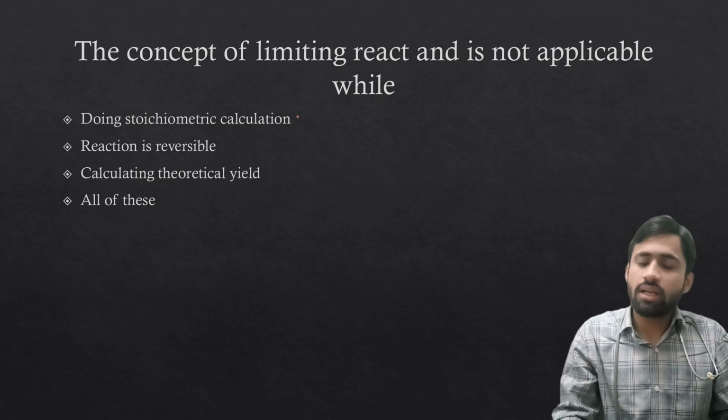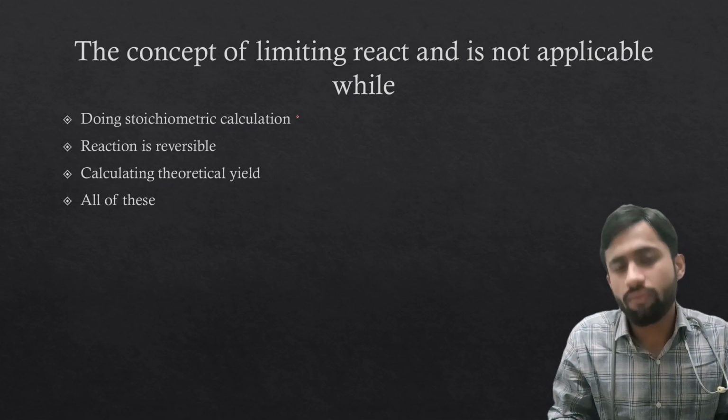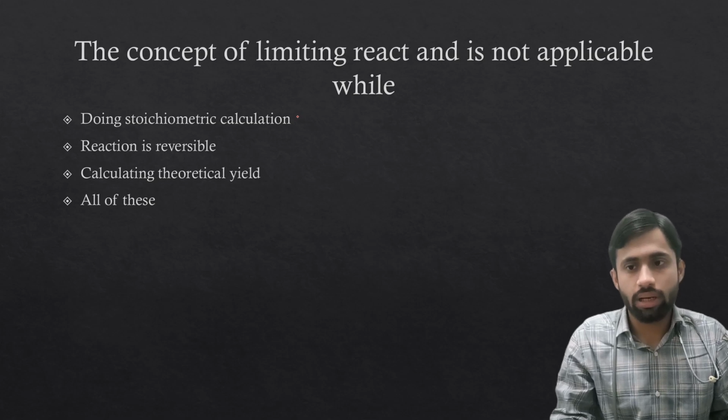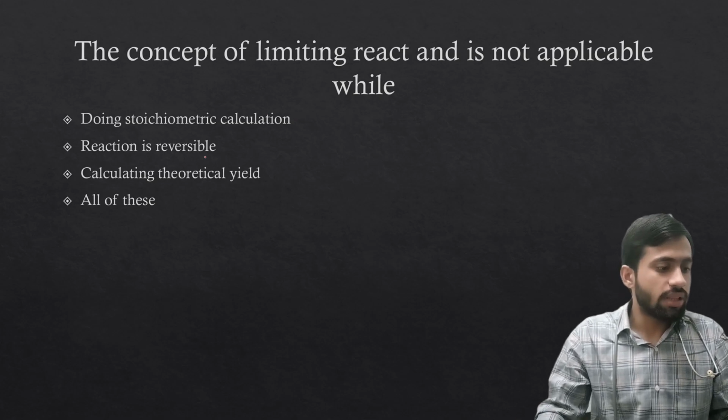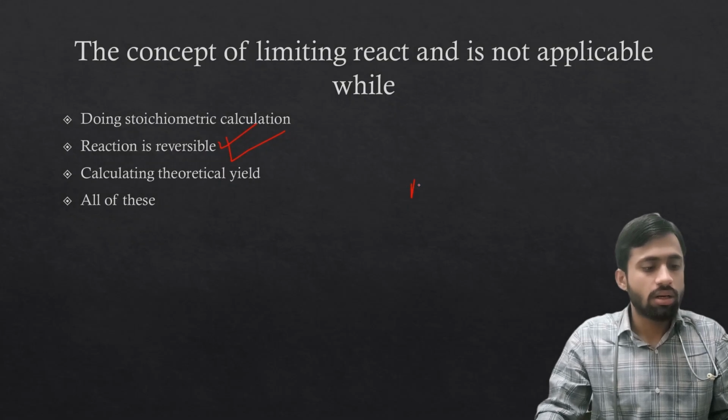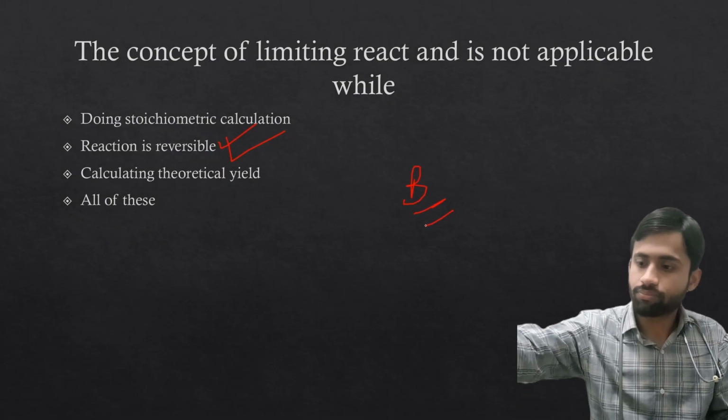Calculating theoretical yield, yes, while calculating theoretical yield we need to know which one of the following is a limiting reactant. So whenever the reaction is reversible, it is not applicable. So beta will be the right answer, B option. Let's move on.